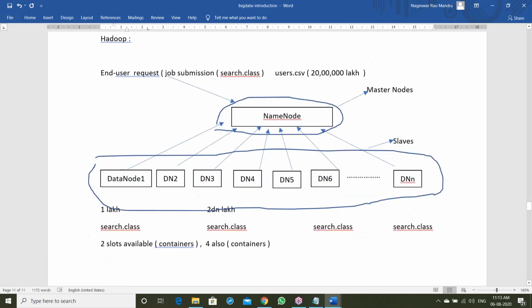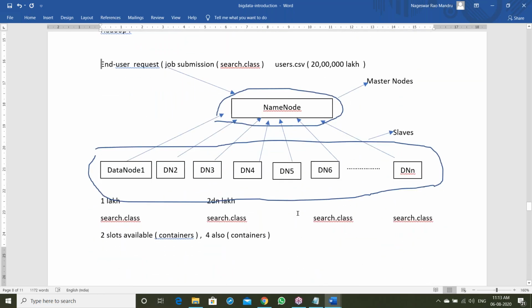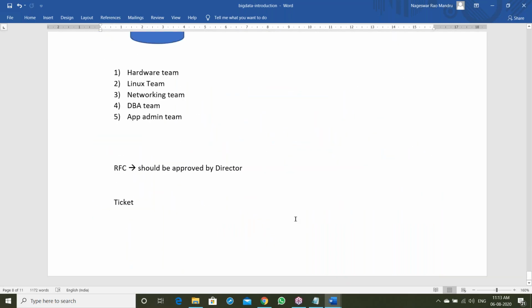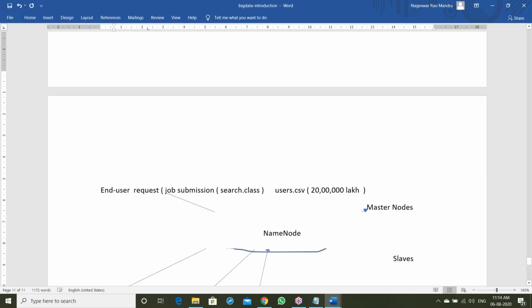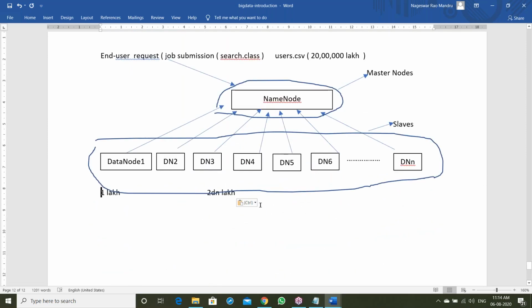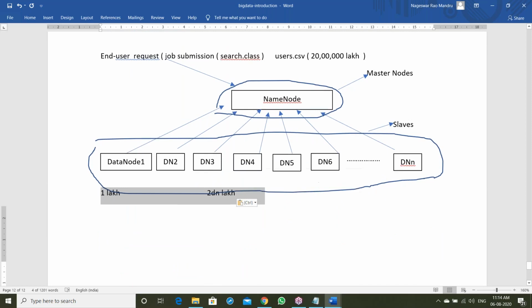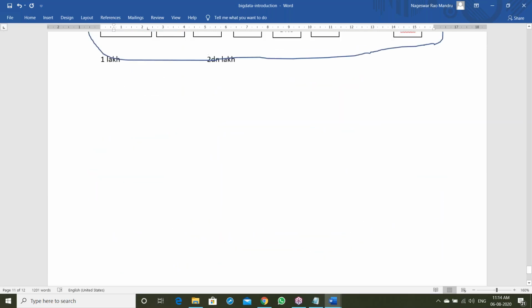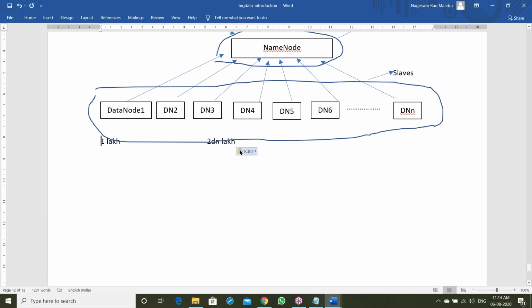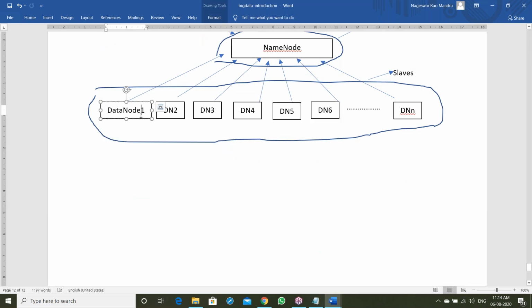Let us take a Hadoop cluster. In a Hadoop cluster, suppose this node fails. What happens? Let us see.